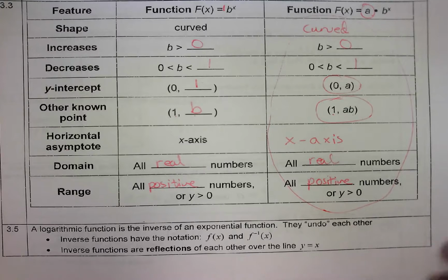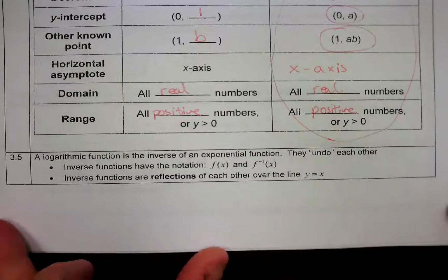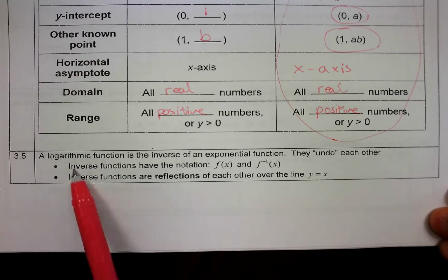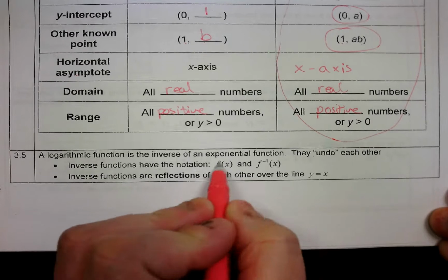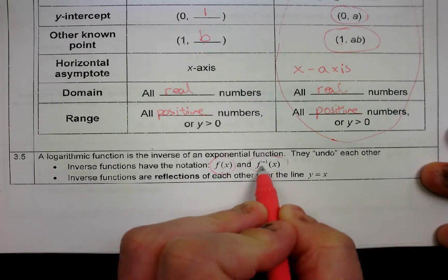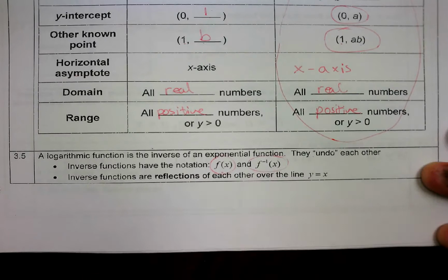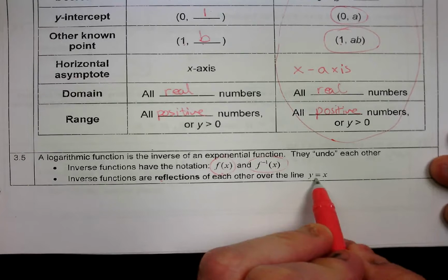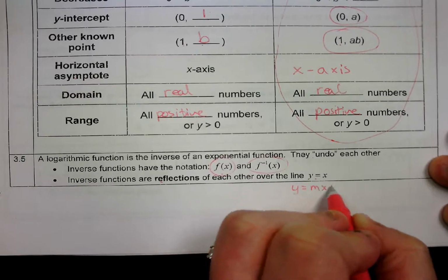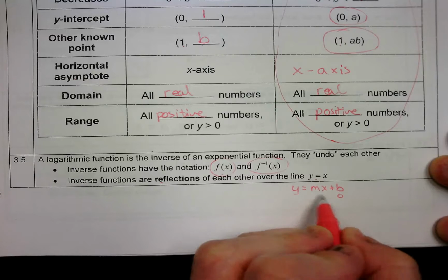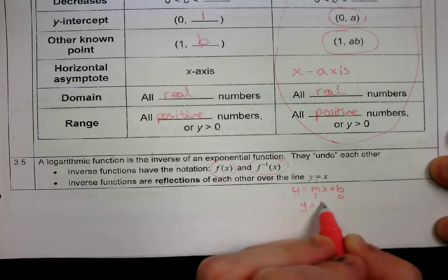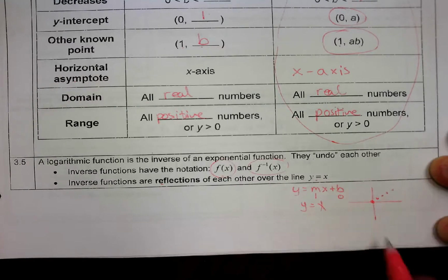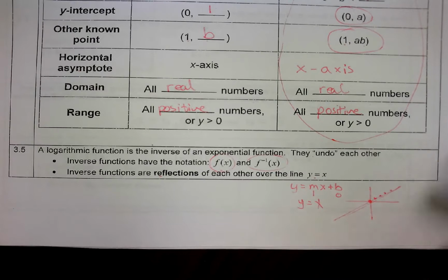So that's for exponential functions. But log functions are the inverse of an exponential function, so they actually undo each other. Inverse functions have this notation: you have your original function f of x, and then your inverse function is f to the negative 1 of x. Inverse functions are actually reflections over the line y equals x. Keep in mind that's y equals mx plus b, where your b value is 0 and your slope is 1. So it's just going to be y equals x, and if you graph that, it starts at (0, 0) with a slope of 1 over 1, and it just goes straight through there.